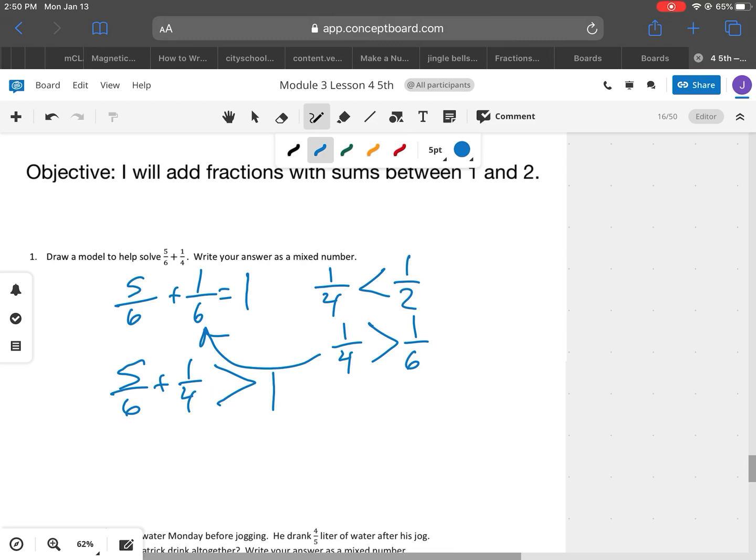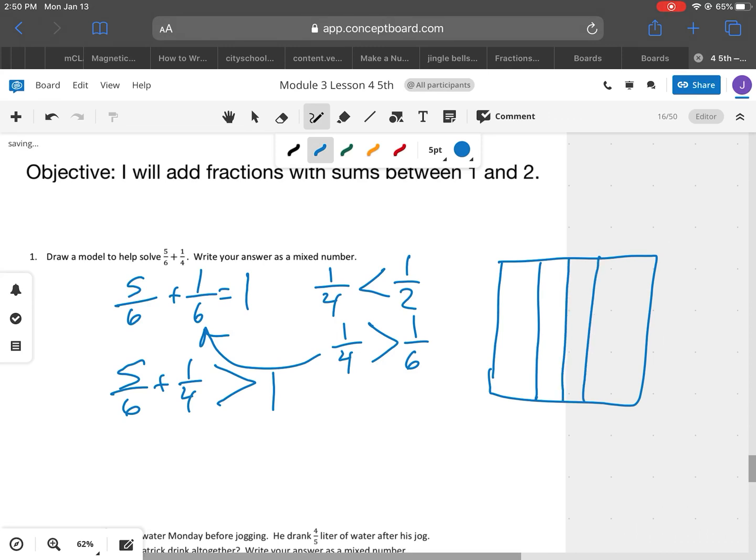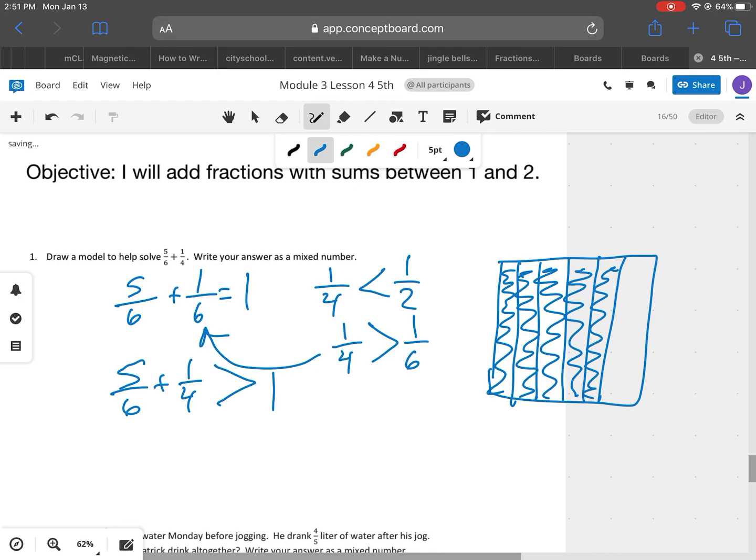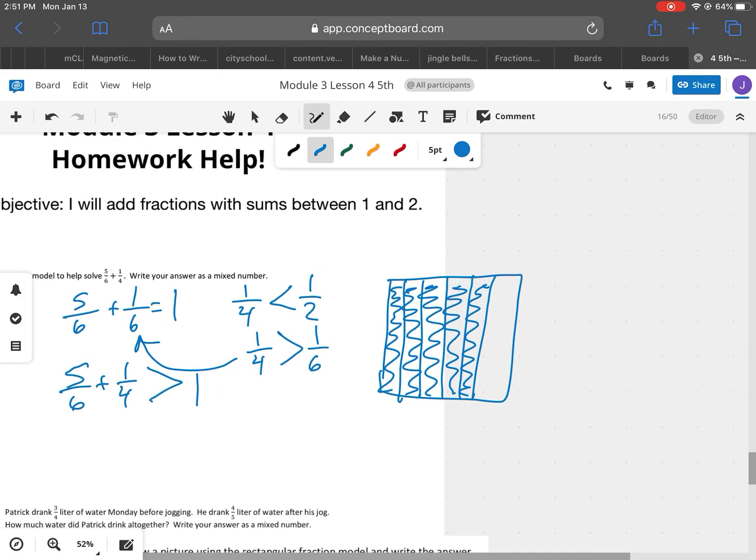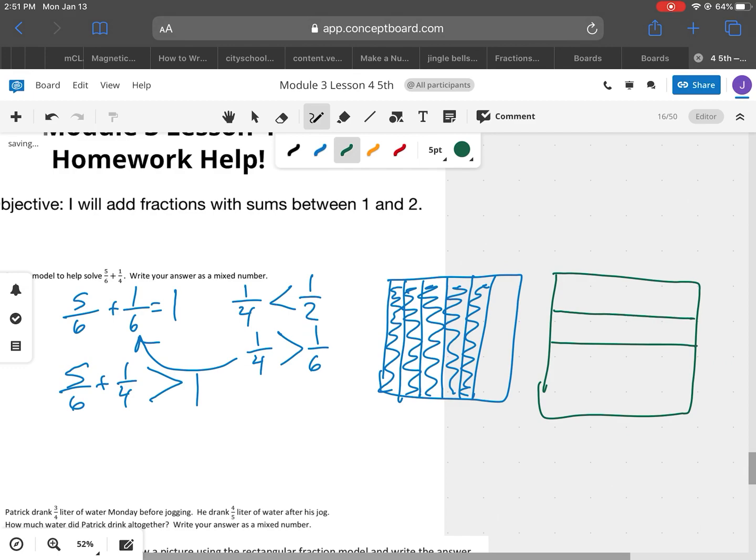So let's go ahead and draw this out. Okay, so first we're going to do 5/6. Alright, so there's 6 sections there, and I'm going to shade in 5. So now I have 5 out of the 6 shaded in. Now over on the side here, I'm going to draw one-fourth. And I'm going to color in one of these out of the 4.